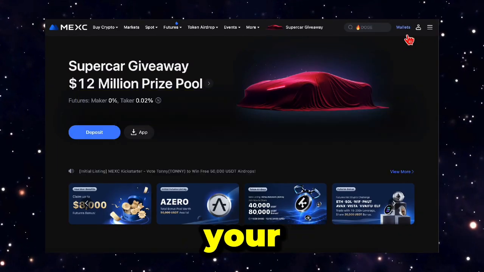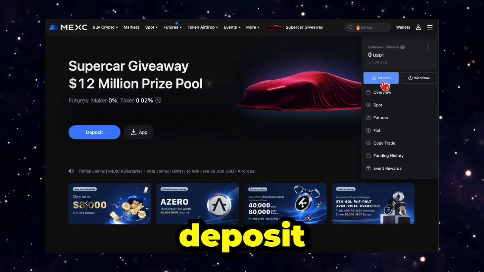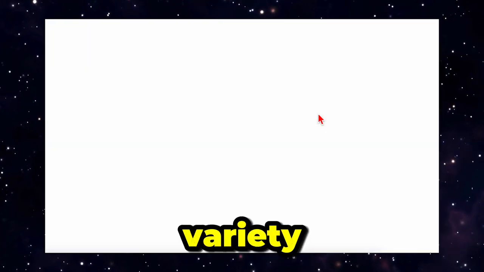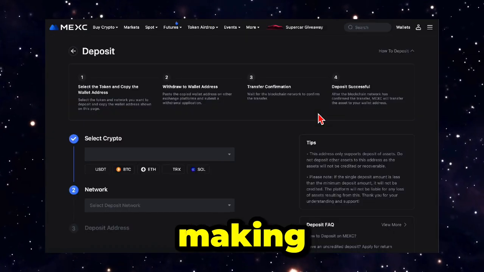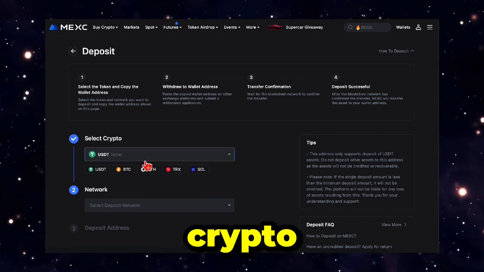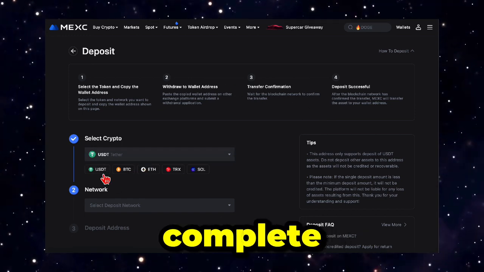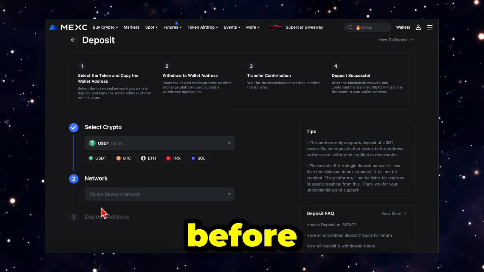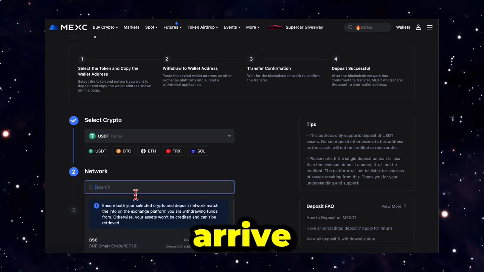Once you've created your account, it's time to deposit funds. MEXC supports a variety of cryptocurrencies, making it easy for you to get started. Select your preferred crypto and follow the instructions to complete your deposit. Always double-check the wallet address before sending any funds to ensure they arrive safely.